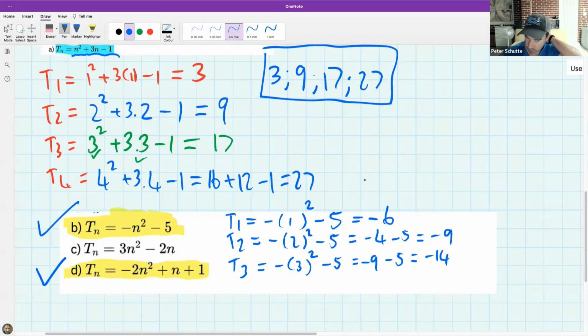Okay, so for B, the answers, the first three terms are going to be minus 6, minus 9, minus 14. So that's for B. I want to see if students are able to get it for D as well.